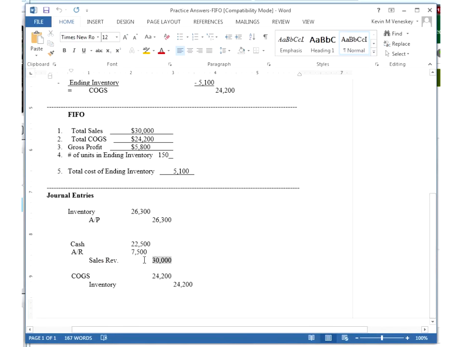Subtract out my cost of goods sold. So my two really important numbers here for my income statement show that I had a gross income of these two subtracted from each other, which is $5,800 in gross income.